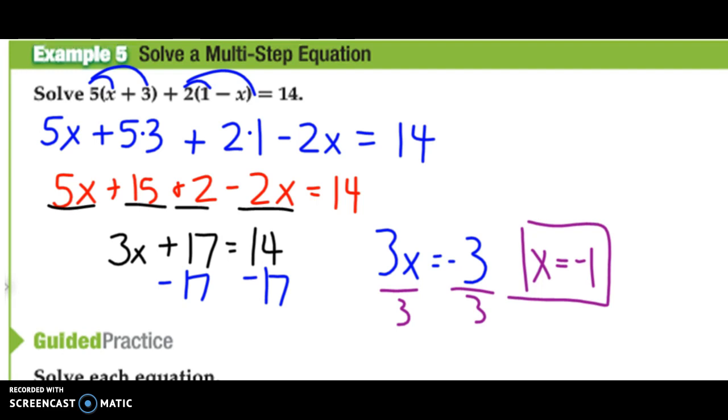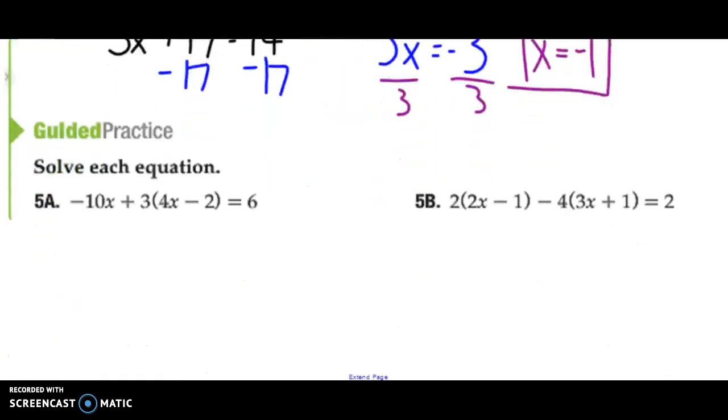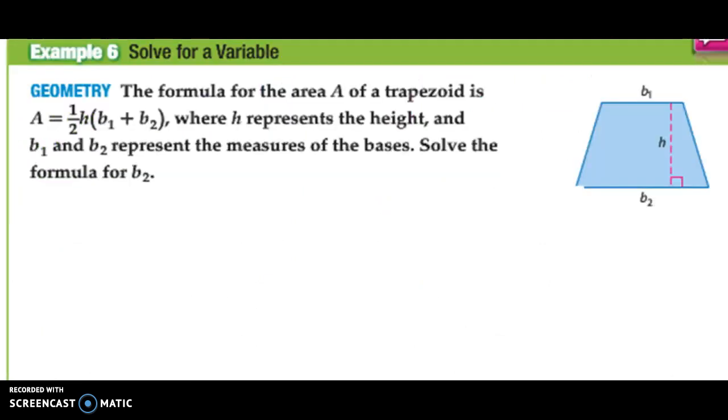Okay, and I could check my answer by putting negative 1 in for x. Negative 1 plus 3 is 2. 5 times 2 is 10. 1 minus negative 1 is 2. 2 times 2 is 4. So 10 plus 4 is 14. You'll see that if I plug negative 1 in, I will get the correct answer. Here are two guided practice problems that you can try as well.